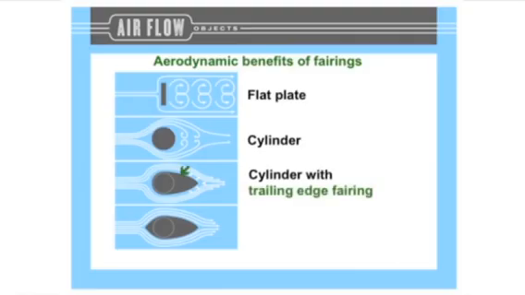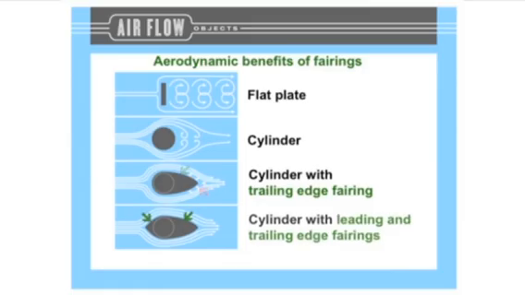Now, in this picture here, we have a round object or cylinder, but we've attached to the back of it a trailing edge. And notice how the trailing edge has caused the wake turbulence to be reduced quite a bit. In this last object, I have a cylinder with a leading edge fairing and a trailing edge fairing. That starts looking more like a wing or an airfoil, and the aerodynamic drag is greatly reduced, and you see very little or no wake turbulence because of the fairings.